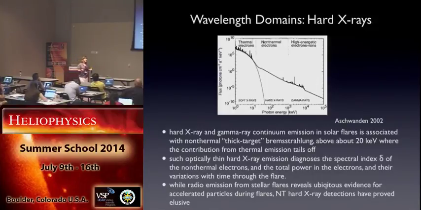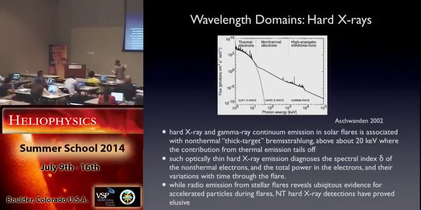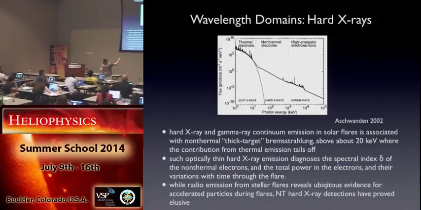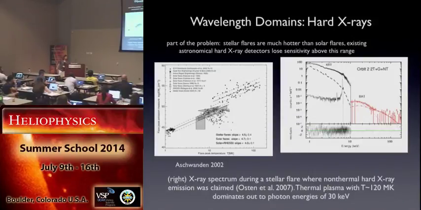What was one of the differences? Are they cooler? Are they about the same temperature? They're hotter. They're much hotter. So you're going to see the thermal tail of a stellar flare out to higher photon energies than you would for a typical solar flare.